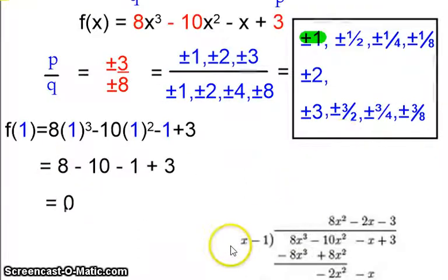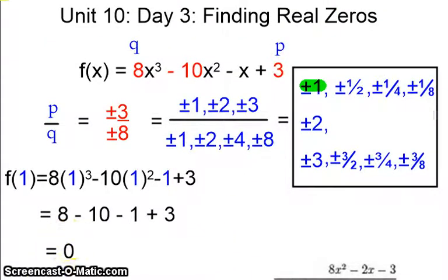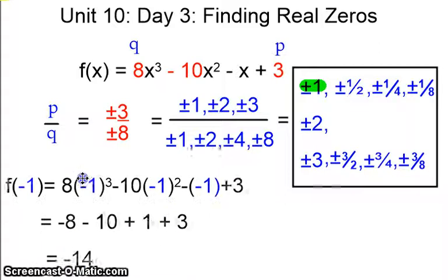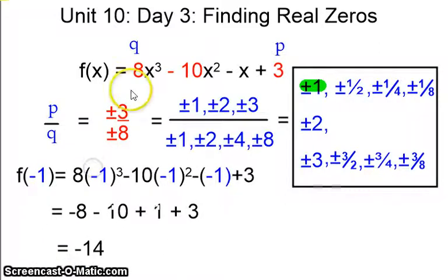Let me try another. You've got to be careful with that. Just because 1 works, it's not necessarily a given that the negative of 1 will work. So let me plug negative 1 into the function. When I plug negative 1 into f, I get out negative 14. So that tells me that negative 1 is definitely not a root, because if it was a root or a 0, I would actually get 0, and I don't. So negative 1 does not work.